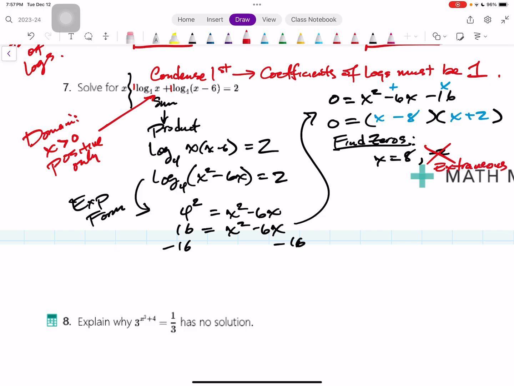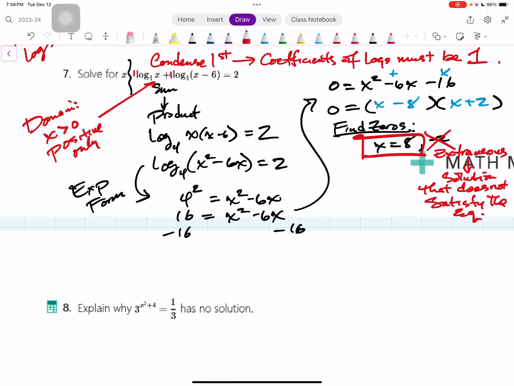If I can spell it. Okay, which means that it's a solution that does not satisfy the equation. Okay, so we only have one answer here, guys, and that's 8. Okie dokie. All right, and that's number 7.